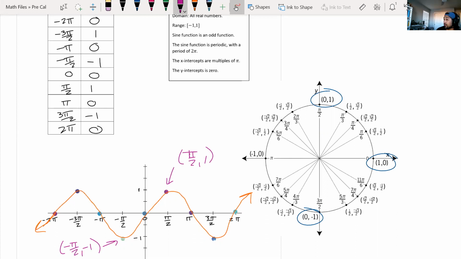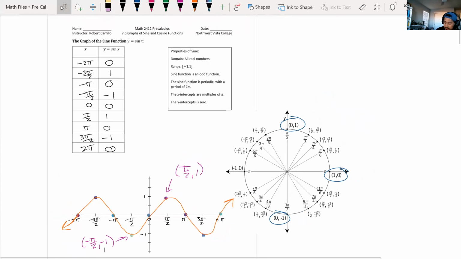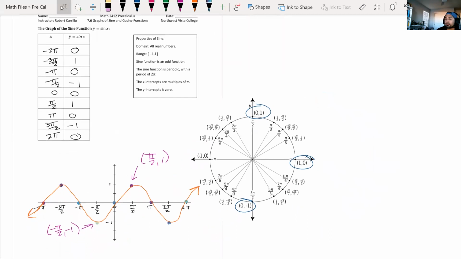And you see you have intercepts at multiples of pi. So there's an x-intercept. Those are all multiples of pi. And you have your y-intercept at 0. That is the graph of the sine function. Any questions on that? Is that graph what you would call a sine wave? Yeah. For sure. Okay. Everybody good with this?